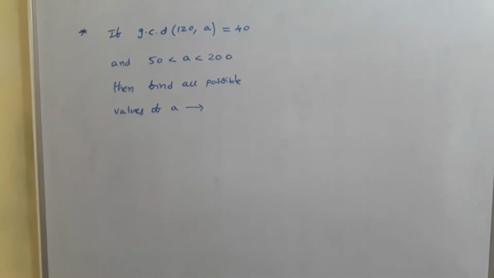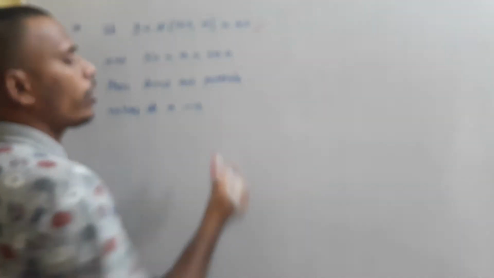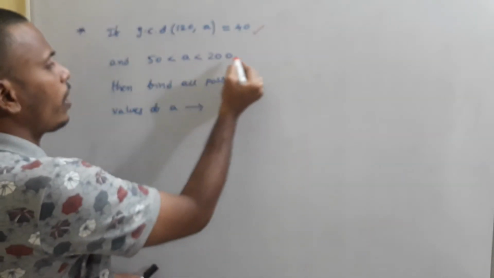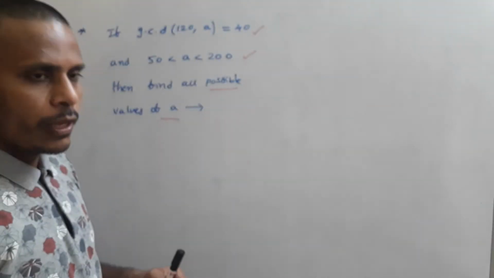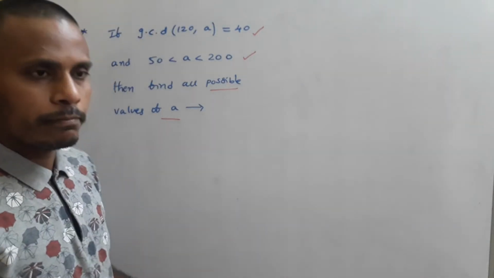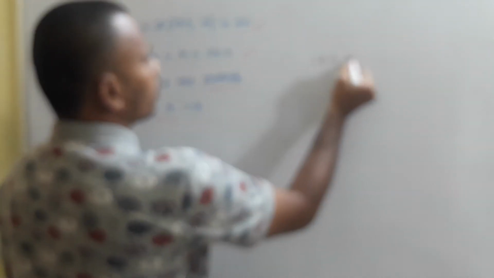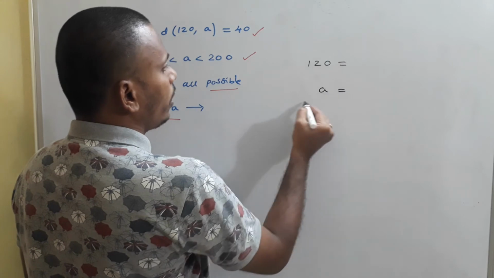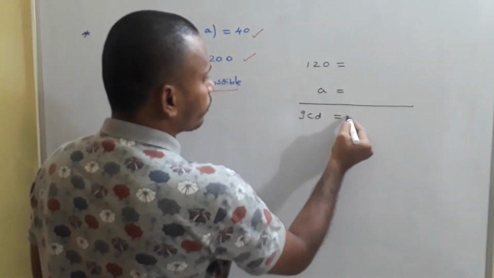Next problem, almost a similar type. Here GCD of 120 comma a is given as 40, and the restriction is given on a such that 50 is less than a less than 200. We need to find all possible values of a. So first of all, you just think about a. As we discussed in the previous problem, use prime factorization. 120 and a, and for these two numbers GCD is 40.